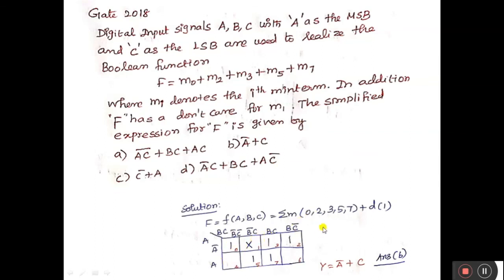Here 0, 2, 3, 5, 7 plus don't care value 1. I fill all the values by 1, and one more is don't care, that is 1. So I can combine these 4 together and these 4 together. If I combine these 4 together, I can get the value A bar. If I combine these 4 together, I can get the value C. So the final answer is y equal to A plus A bar plus C. The option B is correct.